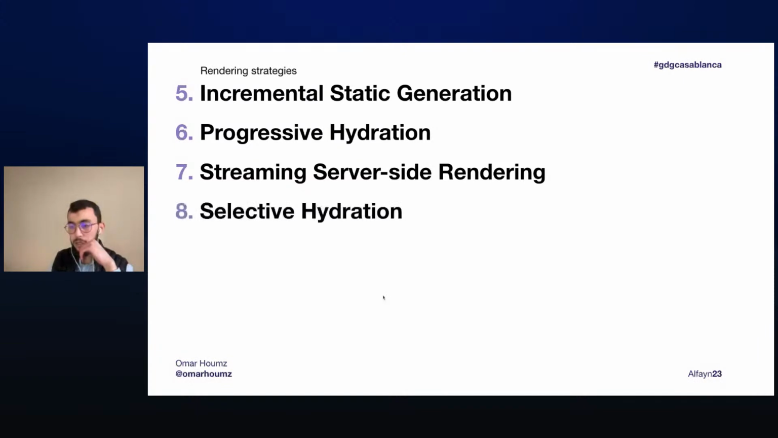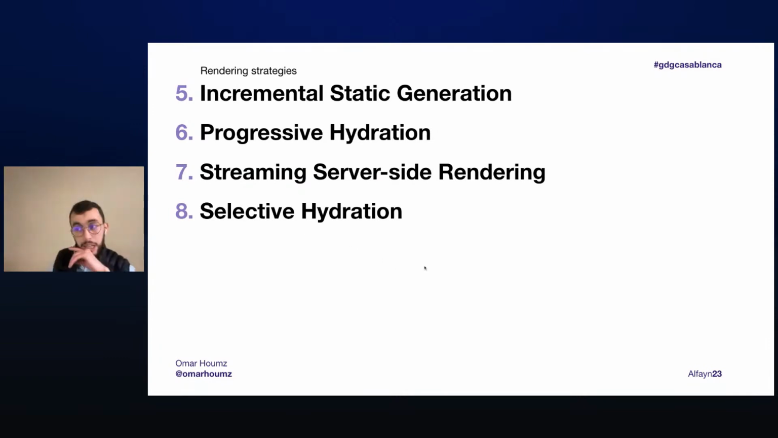Selective hydration is kind of like progressive hydration, but as the name suggests, it's selective. So we hydrate only some parts of the page. For example, let's take Amazon. We don't need to hydrate the description of the item. We only need, for example, the buy button and the sliding images. So we select some parts of the app, and only those are the ones we hydrate.